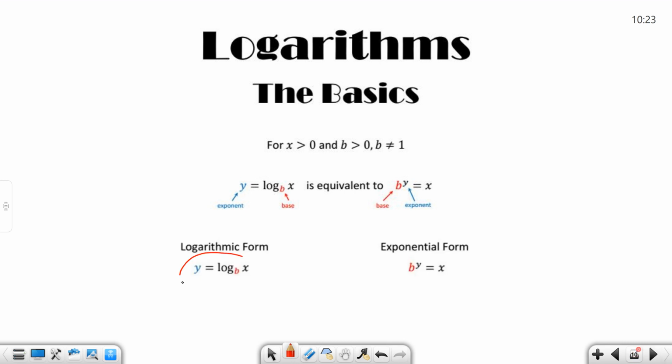So your logarithmic form is y equals log base b of x, and your exponential form is b to the y equals x. When you're working with logarithms, and it doesn't even have to be algebra, you may need to solve for y, b, or x. Depending on the form it's given in, it may be easier to change the form. You may be given a logarithmic form and need to change it to the exponential form in order to solve for one of the variables, or vice versa. You may need to change an exponential to a logarithmic.